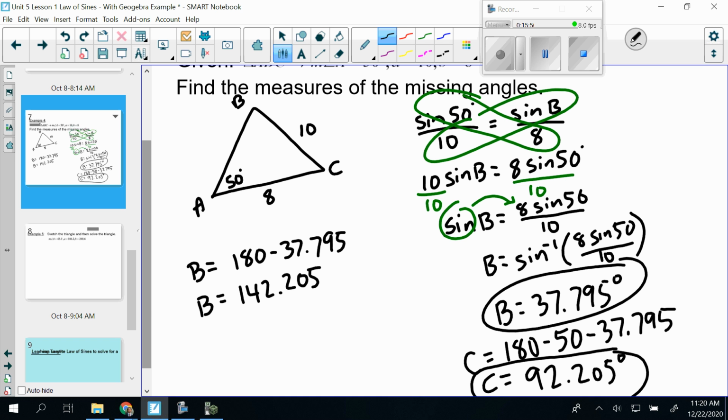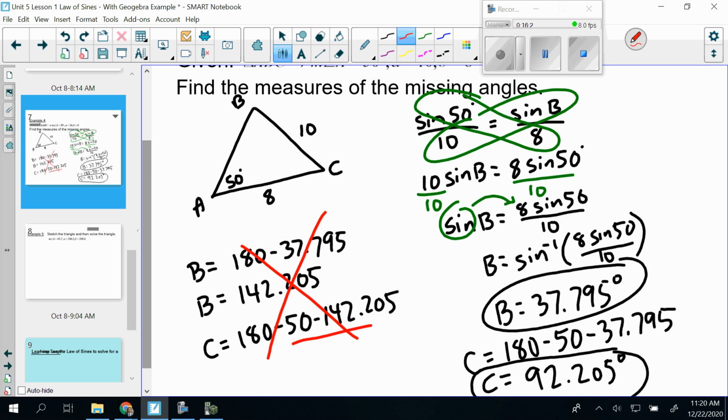Well, let's check that one. We'd have to figure out also what angle C would be. So if we did 180 minus 50 minus 142.205, that would be what angle C is. But you can see this one's not going to work because this is going to end up being a negative angle. Just adding these two up is already over 180. So this case doesn't work in this particular problem.